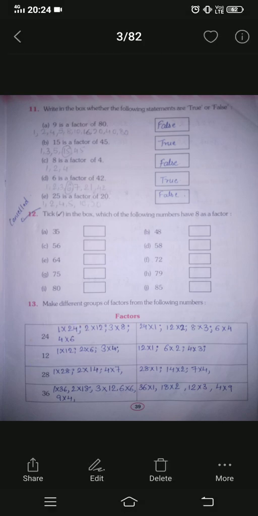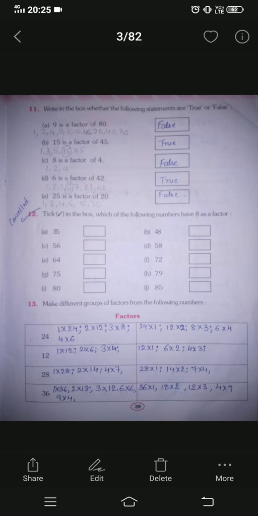Same way for 12, like 1 into 12, then 12 into 1. 1 twelve is 12, 12 ones are 12, 2 sixes are 12, so 6 twos will be 12, 3 fours are 12, and 4 into 3 is 12. Okay, so this is very simple, children. You just have to see the factors with the tables in which the number comes.